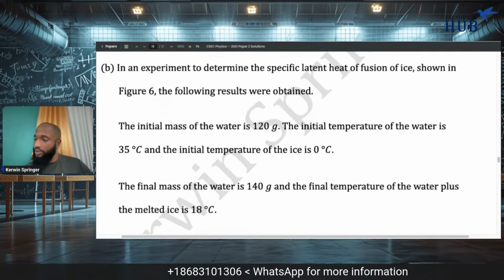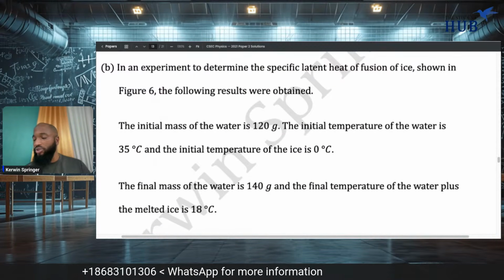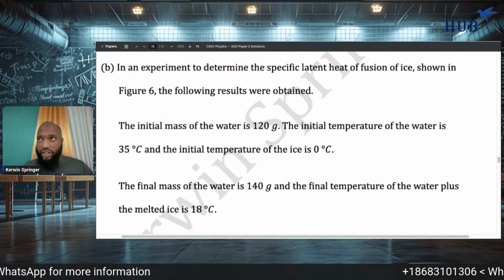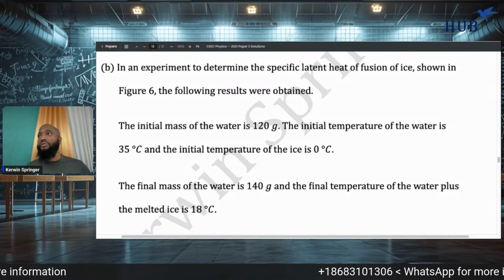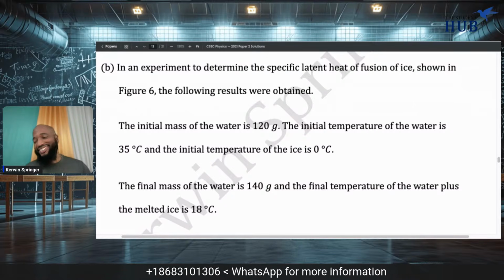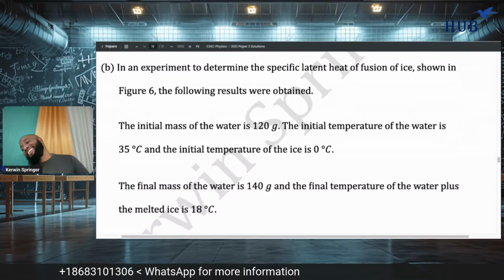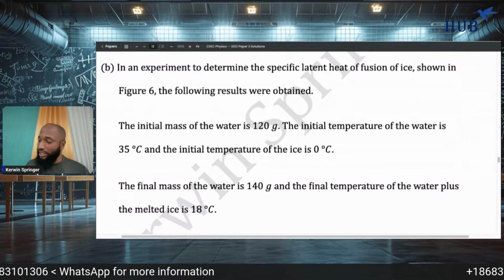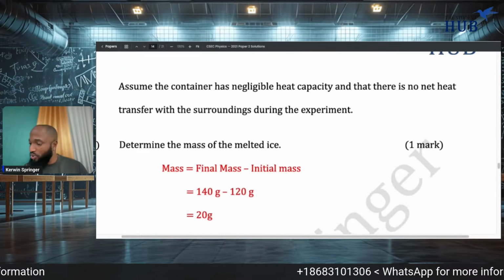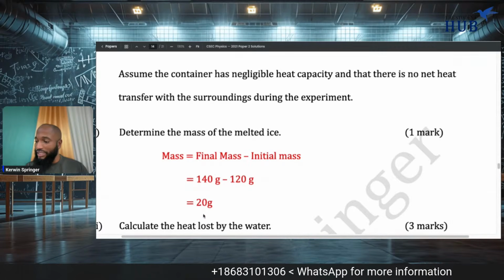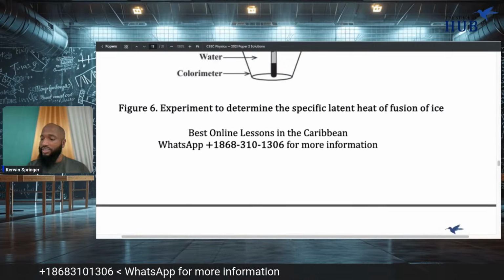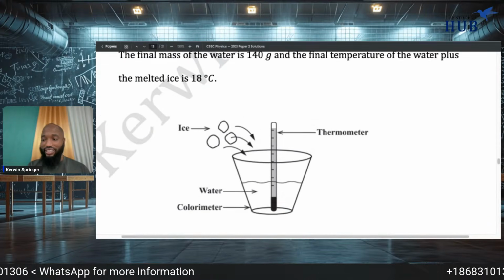Another experiment like this, but I think we did two already, so I'm skipping this one. That's fair? We did two of this already, the specific latent heat stuff. All right, skip that. So determine the mass of the melted ice, then you calculate the heat loss. The chat is saying don't skip it.